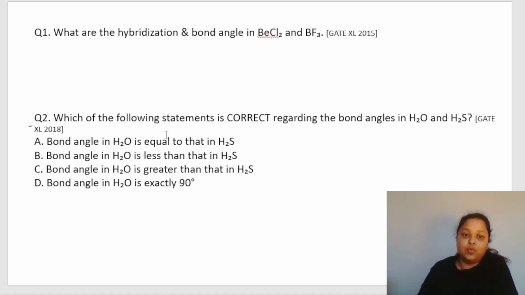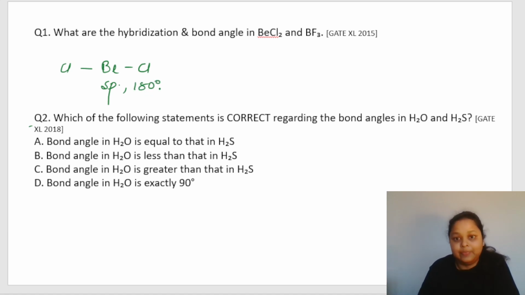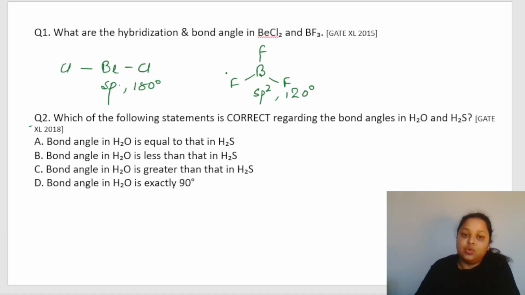So now let's take two examples from previous year questions. The first one is asking what are the hybridization and bond angle in BeCl2 and BF3. So BeCl2 we can draw like this, a linear structure, and the hybridization is sp with a bond angle of 180 degrees. And BF3 we already discussed. This is sp2 hybridization with a bond angle of 120 degrees. Here neither boron nor beryllium had any extra lone pairs on them. So the hybridization is simple.